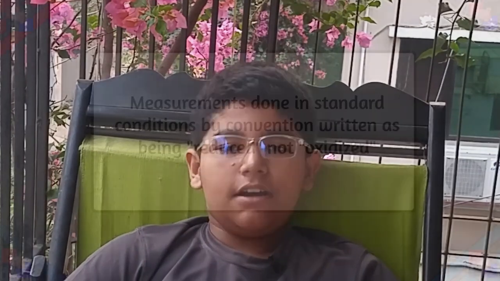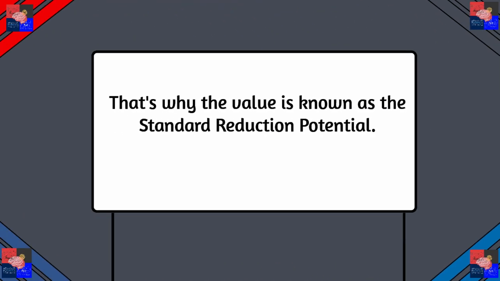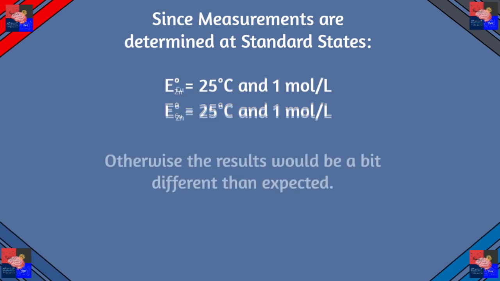Now voltage, as I mentioned, is really just a way of expressing the electrical potential of each half reaction. It involves the difference between the demand of electrons in one half versus the tendency to lose them in the other. Measurements are done in standard conditions and by convention are written as being reduced, not oxidized. For this reason, it is known as the standard reduction potential. Let's consider a galvanic cell where copper is being reduced and zinc is being oxidized. Since the potentials are determined at standard states, copper ions will be at 25 degrees Celsius and will have a concentration of 1 molar, and the same goes for zinc, or else the voltage might be a bit different than expected.